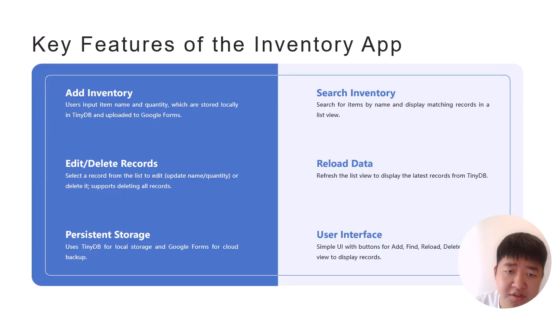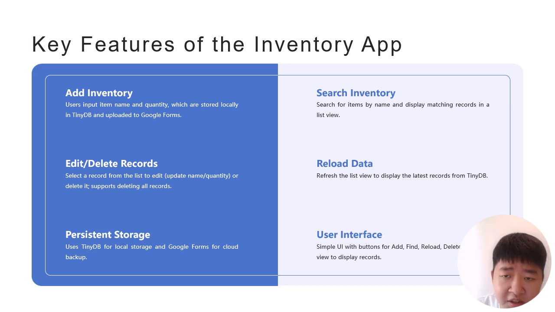On step 4, I will highlight the key features of the app, which you can see in the screenshot. First, the Add feature: users enter an item's name and quantity in the text field, and when they click Add, data is stored locally in TinyDB and sent to Google Forms via an HTTP request.